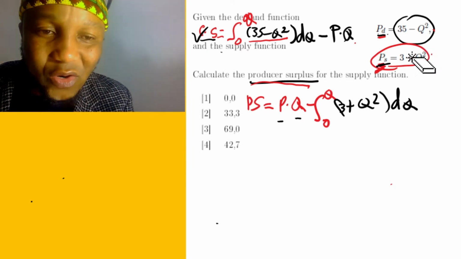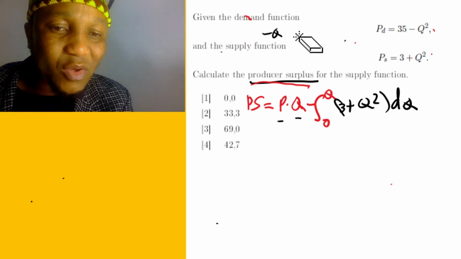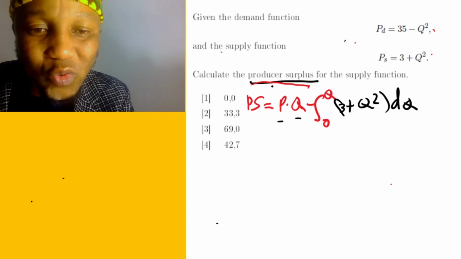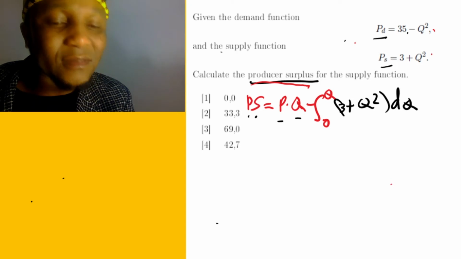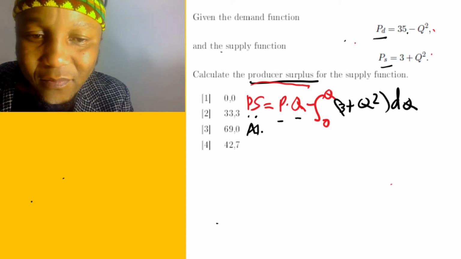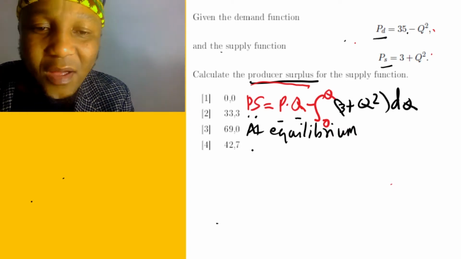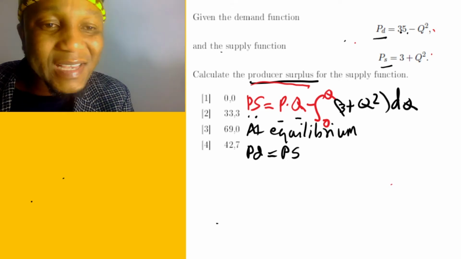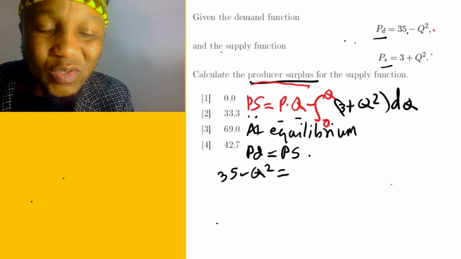But how are we going to get P and Q? We have to equate. So that one we don't need, because the question is not about the consumer surplus, it's about producer surplus. Now for you to get the value of Q and P, you have to equate this. So it's at equilibrium: price function of demand equals function of the supply. So 35 minus Q squared equals 3 plus Q squared. So I can group them.